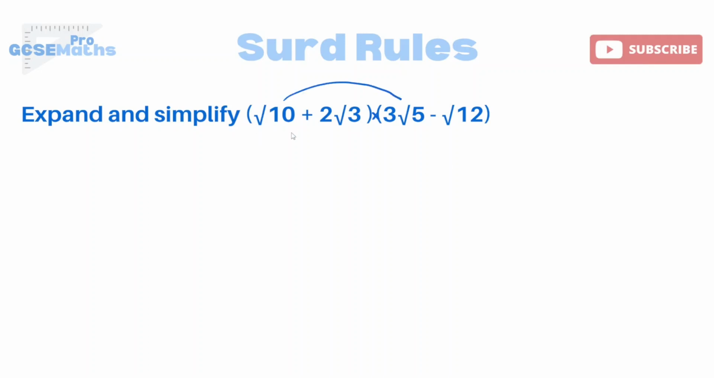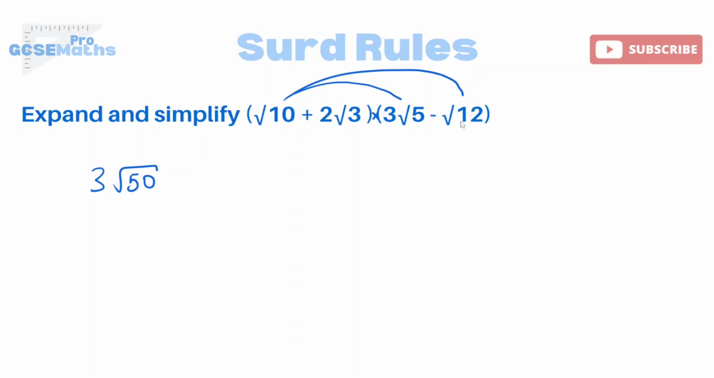So I'm starting off with root 10 times 3 root 5. Obviously, that's 1 root 10. So I've got 1 times 3 is 3, and 10 times 5 is root 50 there. Okay, then I've got root 10 times by minus root 12.